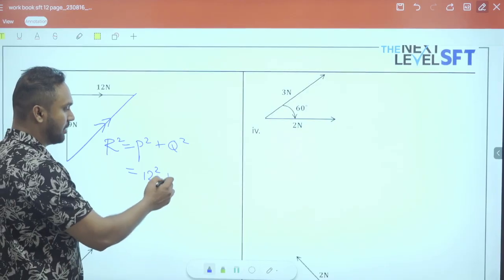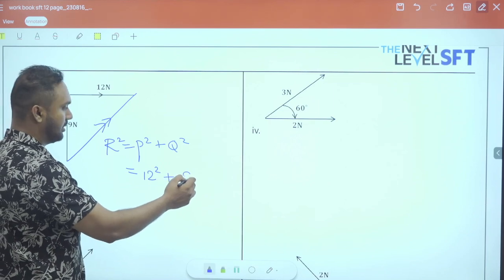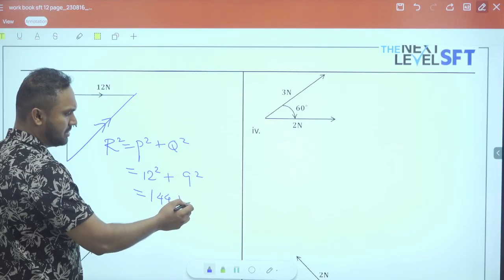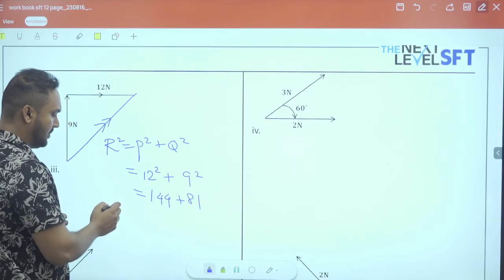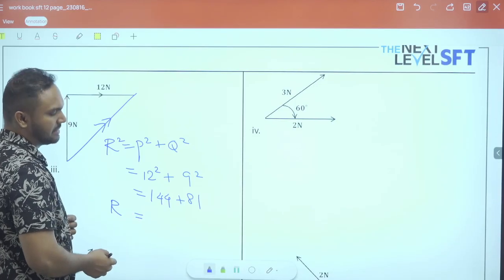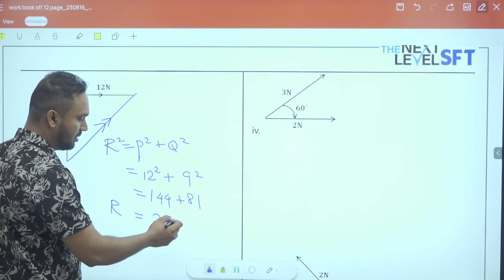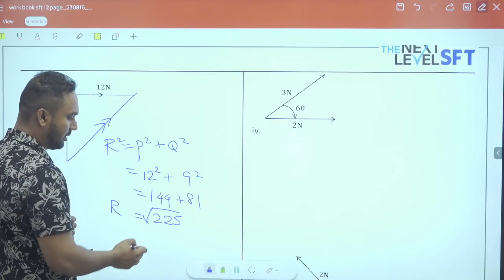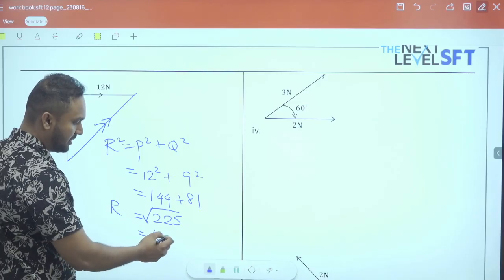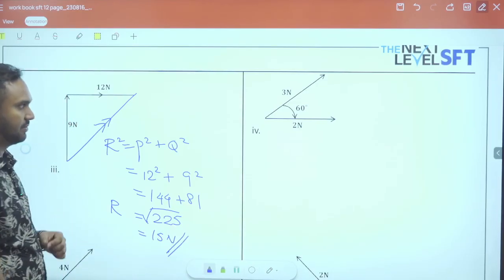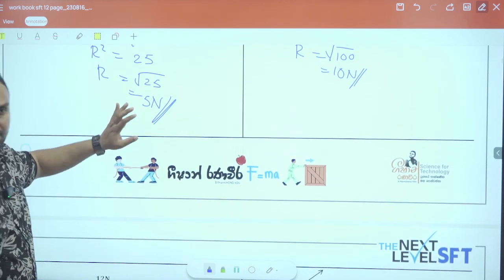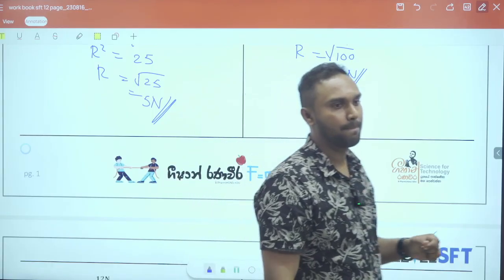Now this is 12 square plus Q is what? 9 square. So 12 square is 144 plus 9 square is 81. Now R equals, the addition is what? 225, right? R equals the root of 225, which is 15 newtons, right? 15 newtons. Got it? Now that's how you find the resultant force, putting Pythagoras when the forces are acting perpendicular.